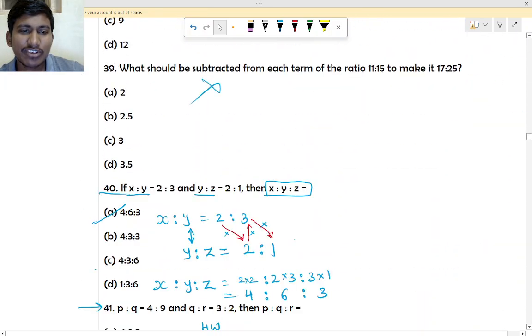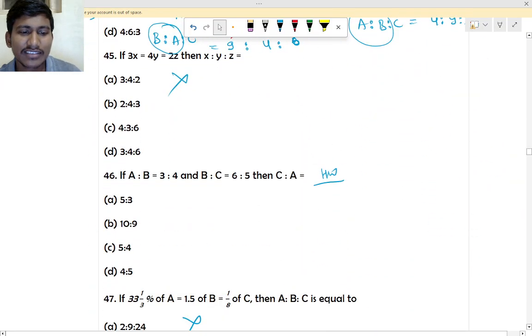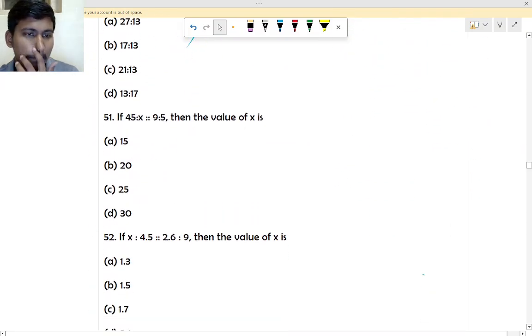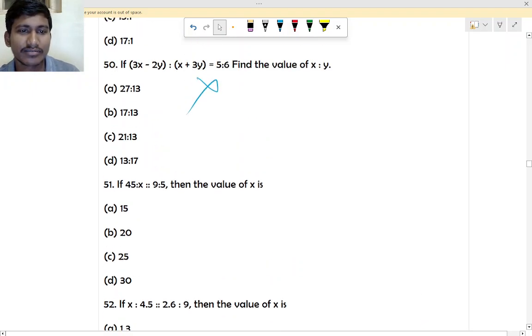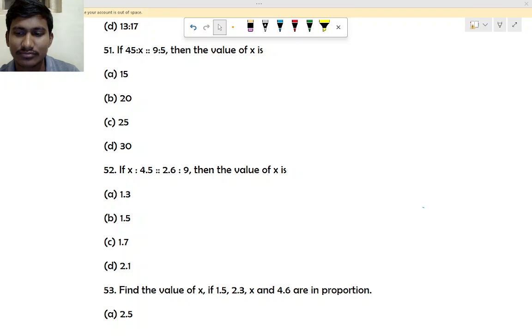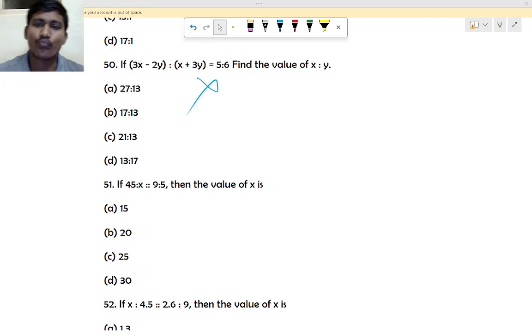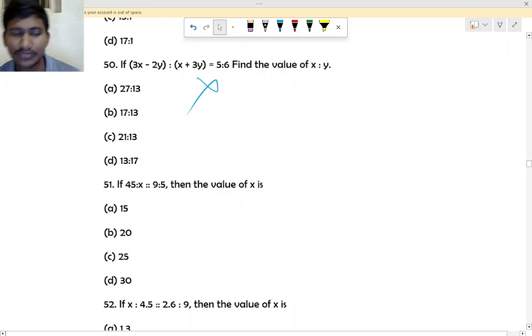Is it visible or not? Yes, sir, it is visible. Sir, it is stuck. No, sir, but it was stuck for a few seconds. 46 is there, sir. 43, 44 is there.